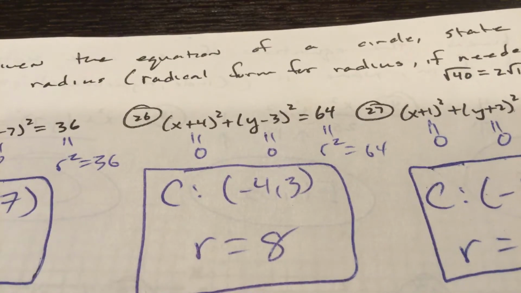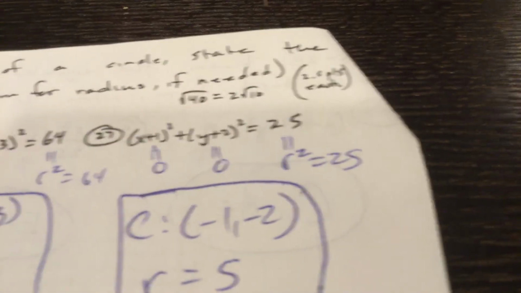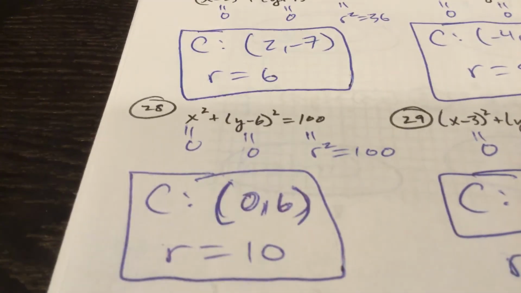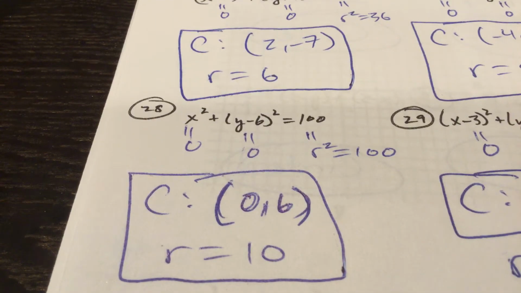I have seen these on the ACT plenty of times where they give this equation and ask what's the center and the radius. Center here would be negative 4, 3. R squared is 64. R is 8. Center here would be negative 1, negative 2. If r squared is 25, then r is 5. Again, pause this whenever you need to. There's no number with x squared. That means the center is 0, comma, 6. Radius squared is 100. The radius is 10.